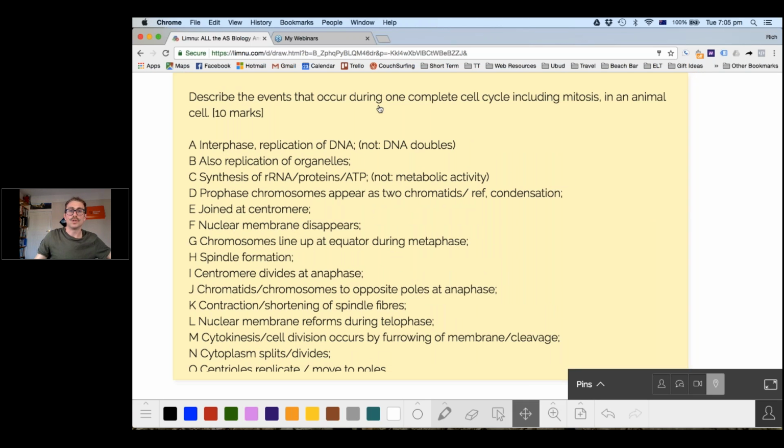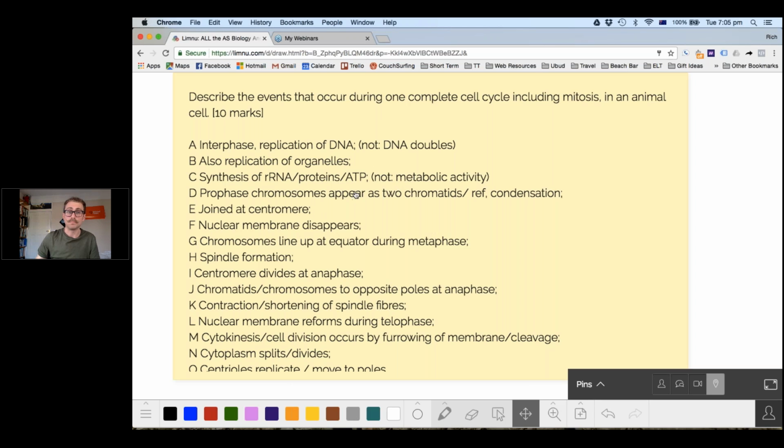Describe the events that occur during one complete cell cycle, including mitosis, in an animal cell. This is a WJEC paper, but same detail. Interphase, replication of DNA. Always want to know that. Also some replication of organelles. Nice to know, not a massive point. Synthesis of ribosomes, proteins, ATP, getting ready, basically preparation for a busy time ahead.